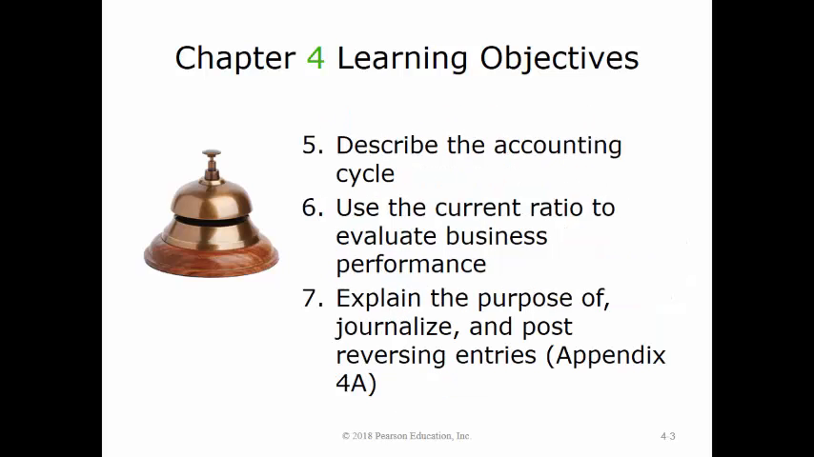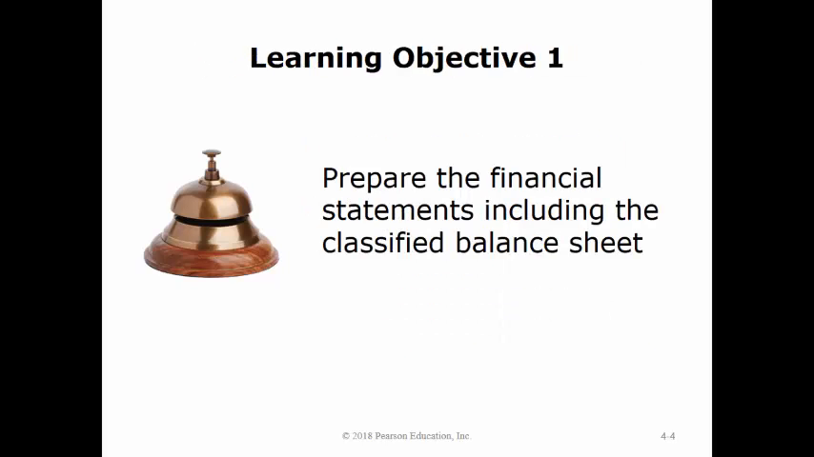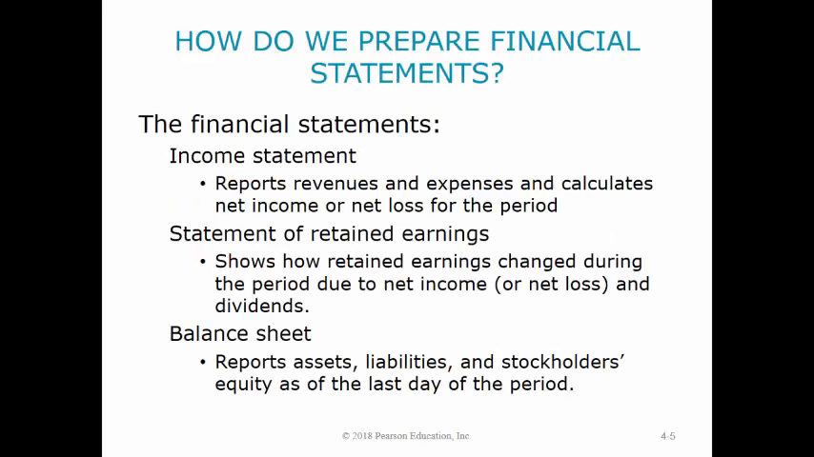The last 3 learning objectives are to describe the accounting cycle, to use the current ratio to evaluate business performance, and to explain the purpose of, journalize, and post reversing entries. In the first section, we will learn how to prepare the financial statements, including the classified balance sheet.